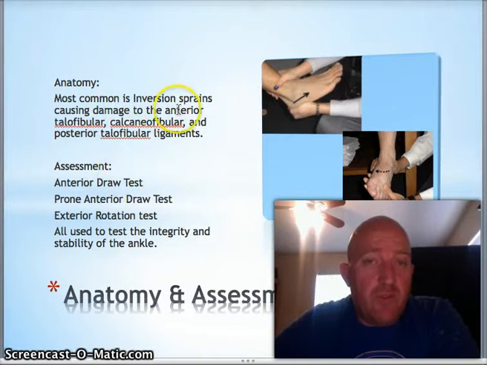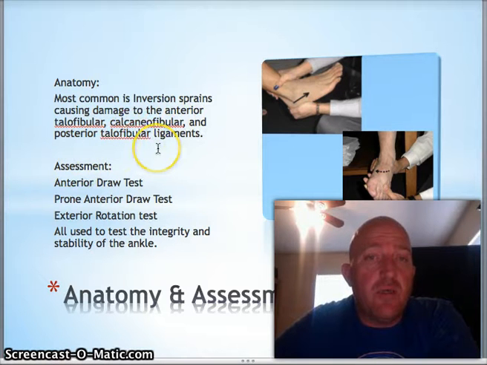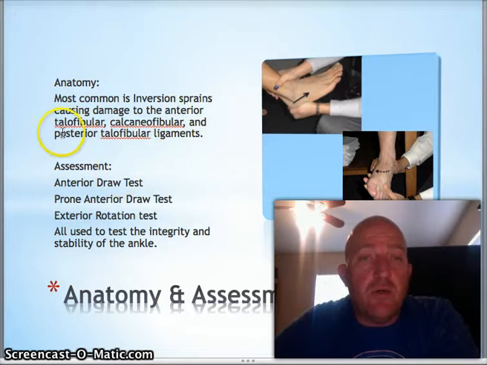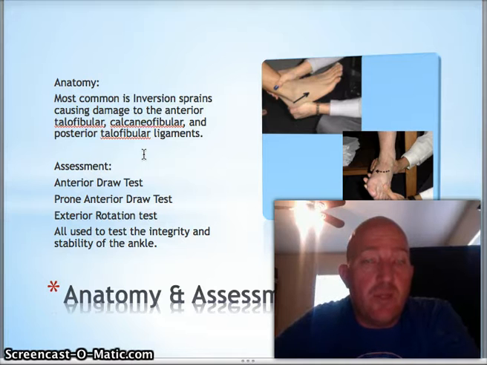Most common is the inversion sprain, as I said, causing damage to the anterior talofibular, calcaneofibular, and the posterior talofibular ligaments, all of which connect different portions of the ankle. The anterior talofibular is going to connect our talus, which is the center bone that connects all the parts of the ankle and the foot, to the fibula.